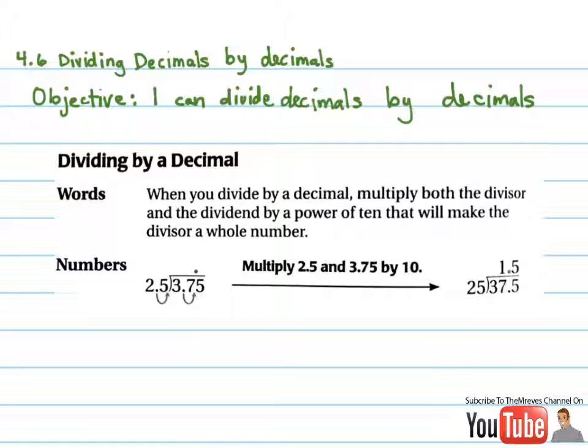Now let's just go ahead and talk about dividing decimals by a decimal. When you divide by a decimal, multiply both the divisor and the dividend by the power of 10. That will make the divisor a whole number. Now let's go ahead and talk about this.